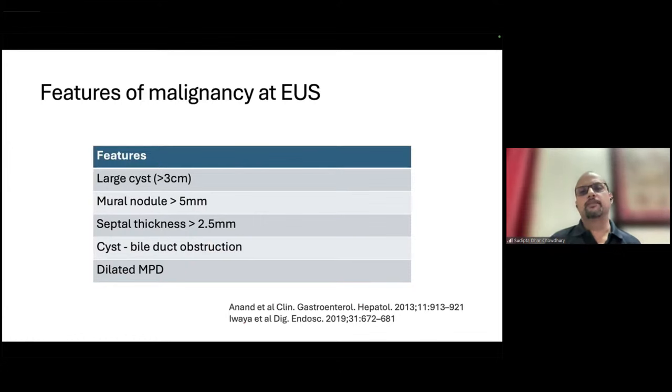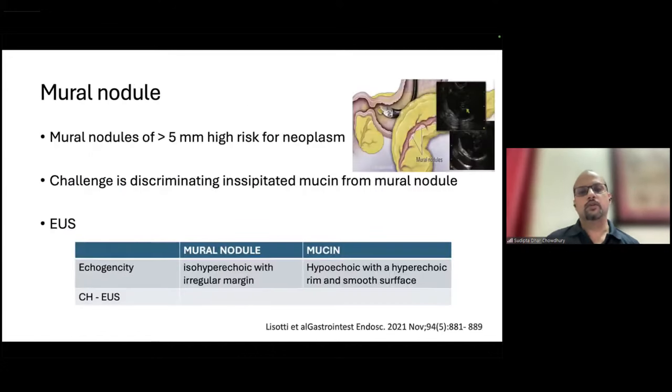So what are the features of malignancy at EUS? They include a large cyst, more than 3 centimeters, and the presence of mural nodules more than 5 millimeters. If the septa are thickened more than 2.5 millimeters, one should consider the possibility of malignancy. If a cyst is producing bile duct obstruction or a dilated MPD, one should consider malignancy in the patient.